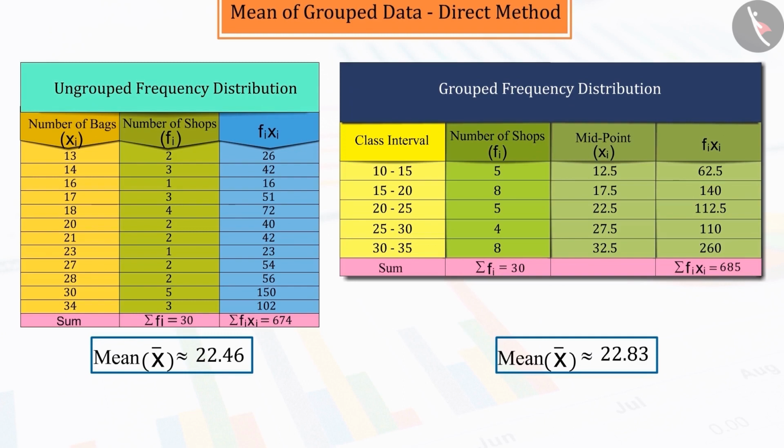Here in tables 1 and 2, we use the same data, but still we get different values of mean from these two. Can you tell which mean is correct? Absolutely correct. We can say that 22.46 is the correct mean, while 22.83 is an approximate mean.